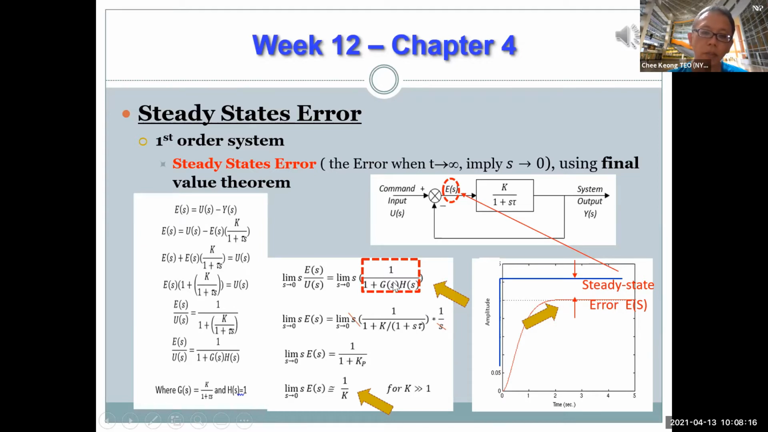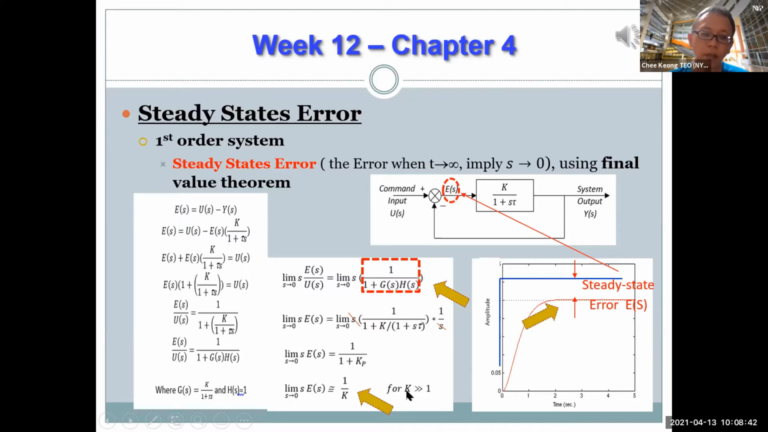Now G of s we will substitute by K over tau s plus 1, right? K over tau s plus 1. But H of s, because it's a unit feedback, we will just use 1. Okay, so with that, as s approaches 0, what happens to your tau s? s will be 0. So it's actually 1 over 1 plus K. Now ignore the Kp, it's just a K, right? So basically, you would have 1 over 1 plus K.